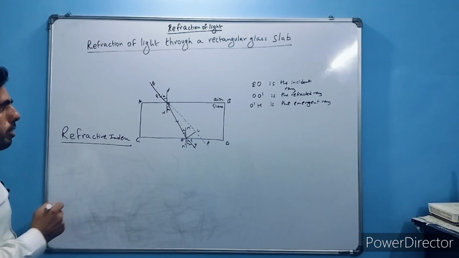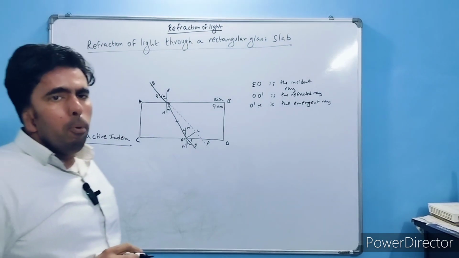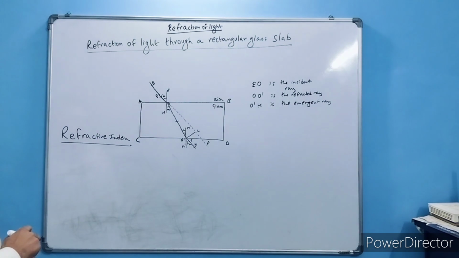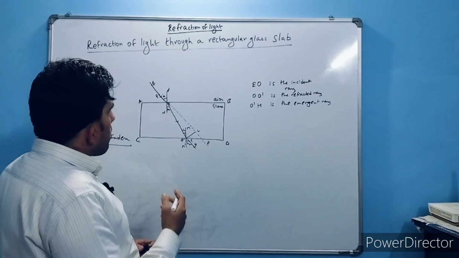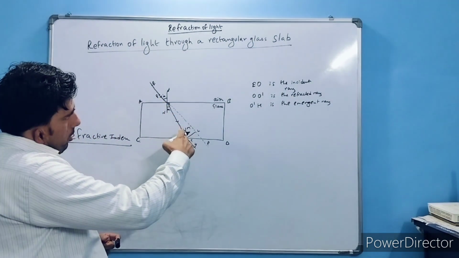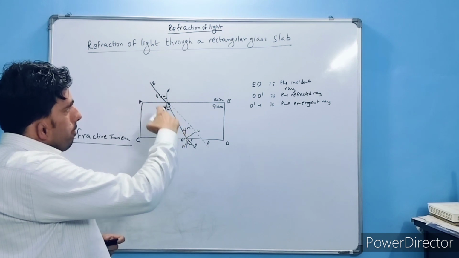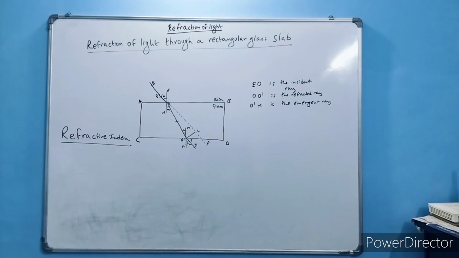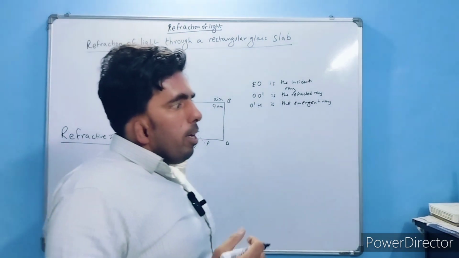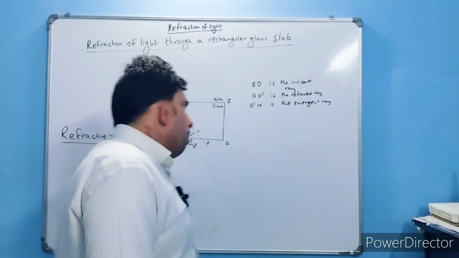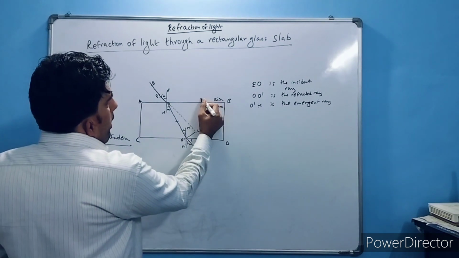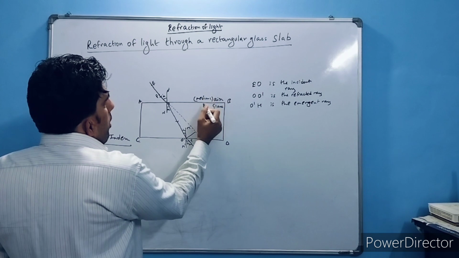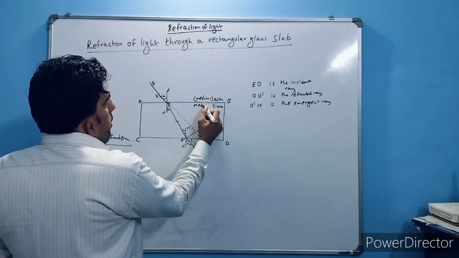Now, two things are important about the refractive index. First, it is related to the extent to which the direction of the refracted ray changes, and number two, it is also related to the speed of light in one medium compared to another. Okay, so if I consider air, this is medium 1, this is medium 2.